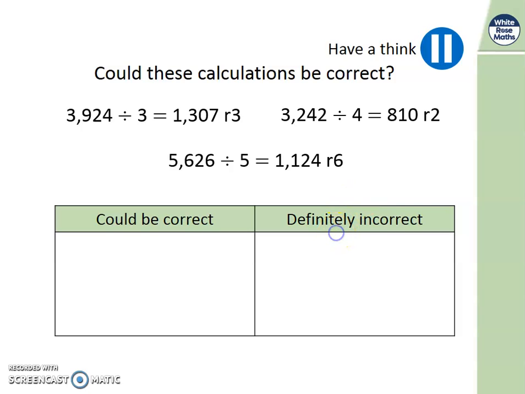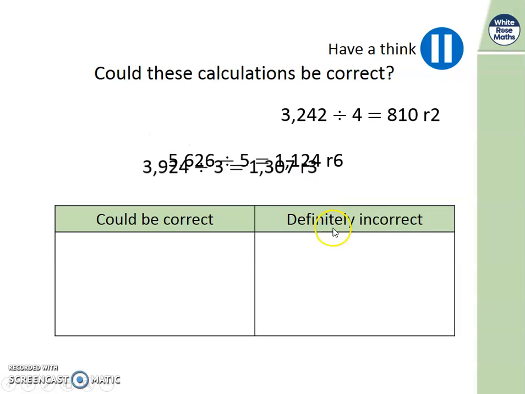Let's check. So, if we have a look at this one, if we're dividing by 3, can we have a remainder of 3? No, because that remainder of 3 could make one more group of 3. The highest the remainder can be is 2. So this is definitely not correct.